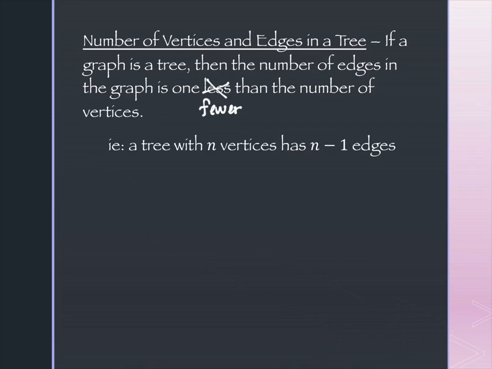Look back at the tree we just created. How many vertices did we have? 6. How many edges did we draw? 5. And if I'd added one more, I would have created a circuit. So it's always 1 fewer than the number of vertices.